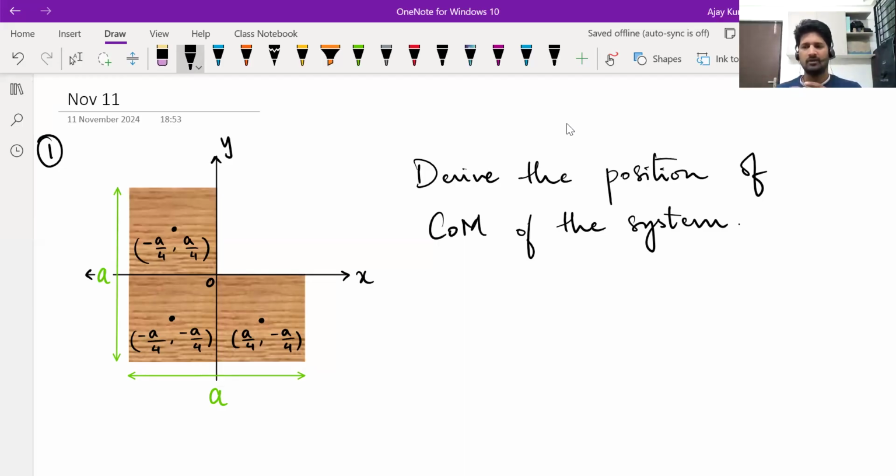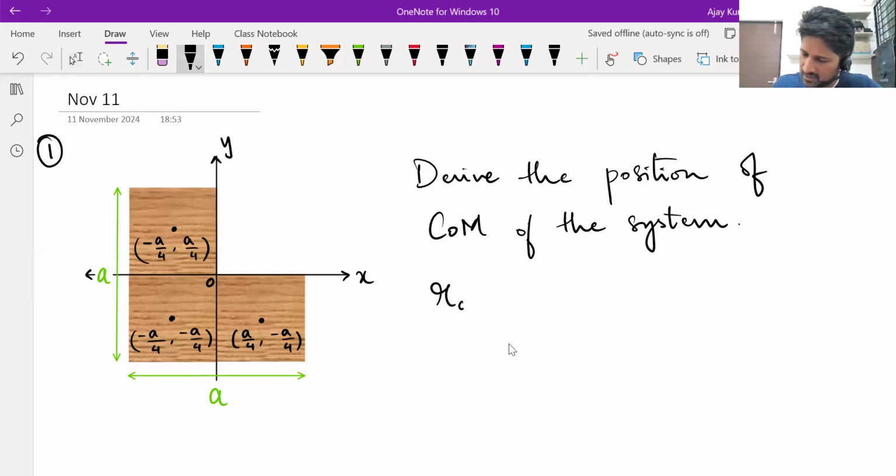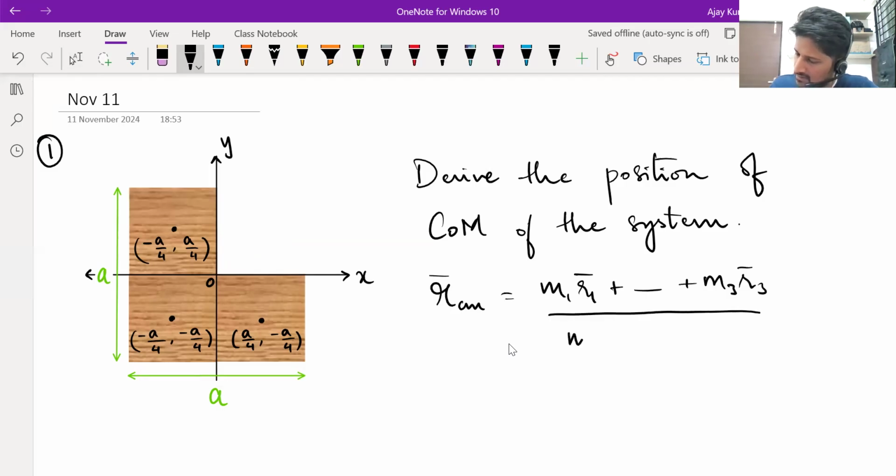And what do you do when you have to find out the position of center of mass of a combination of systems? Each system will be treated as a single particle placed at its center of mass. So we are going to treat these plates as particles now. And how do you find out the position of center of mass of a 3-particle system? R_CM is equal to M1R1 plus M2R2 plus M3R3 divided by total mass, M1 plus M2 plus M3. Now we know R1, R2 and R3. We know their positions. What we need is their masses now.